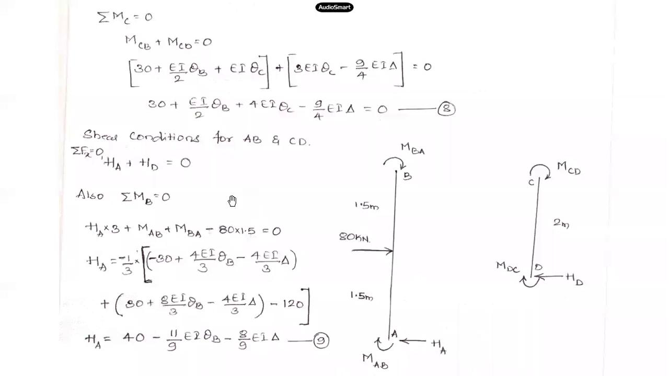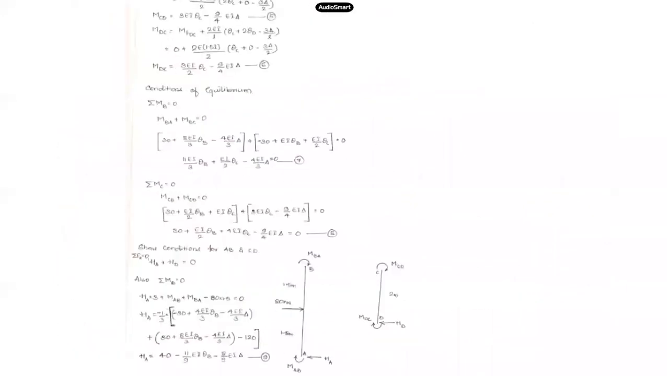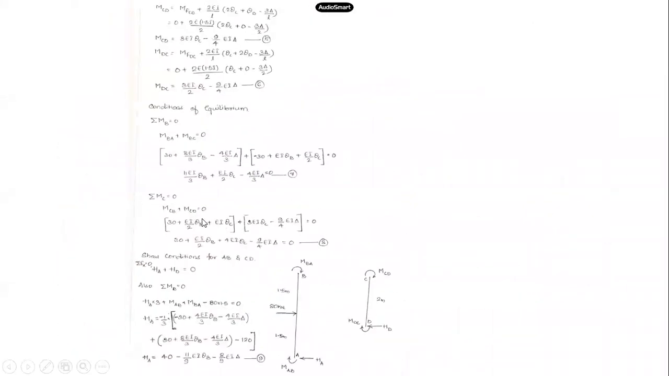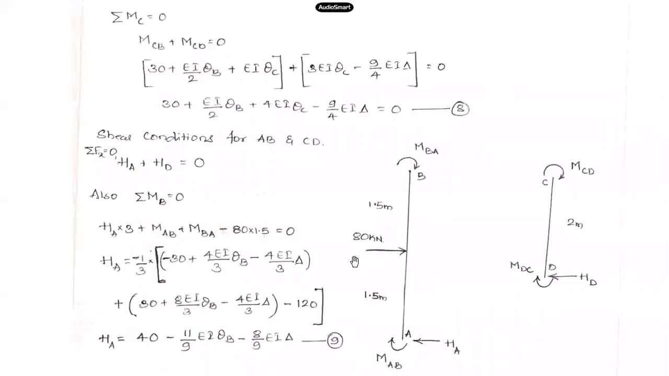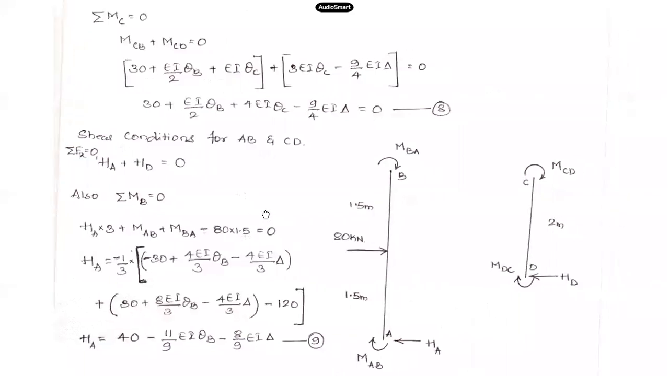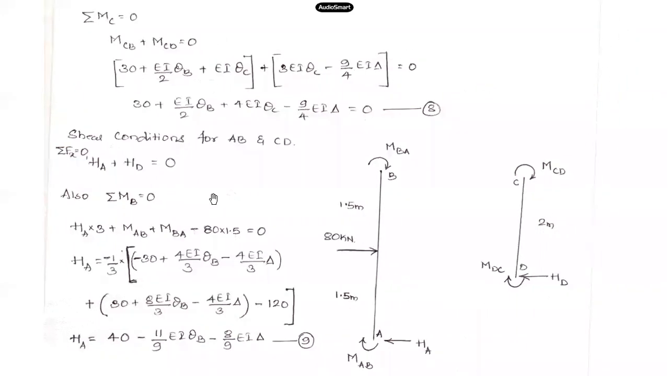Sorry for that, there is a correction. This HA plus HD should come out equal to this 80 kilonewton force. So this should be 80. There is one more correction that I have to do. I'll take it up with that correction later. As of now, let me proceed here. So this is what the condition is. HA plus HD should be equal to 80.